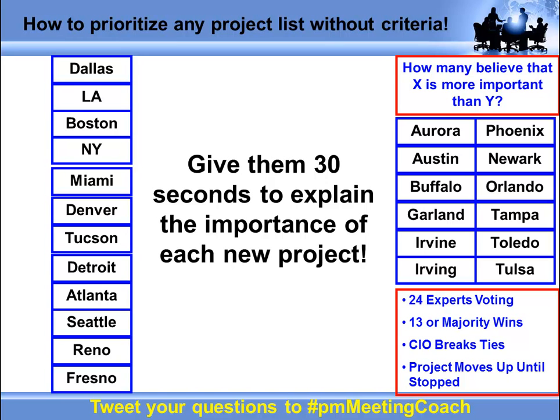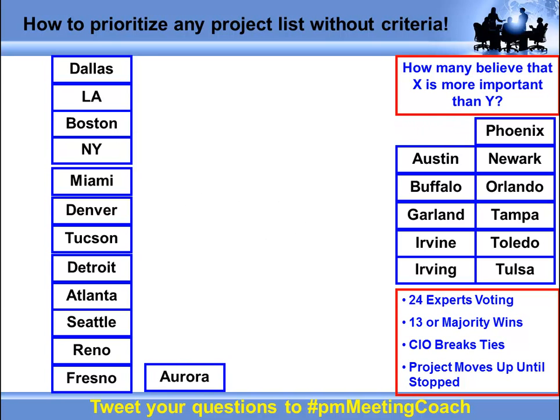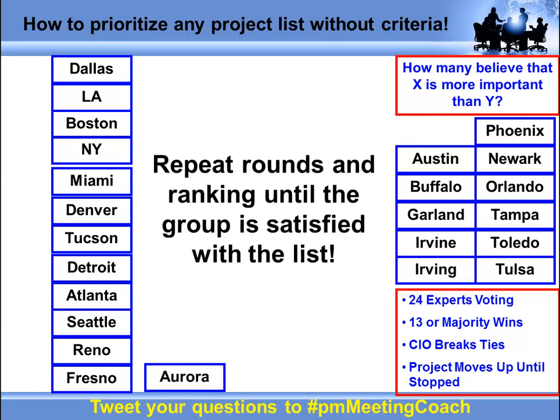I randomly grab one and I start at the bottom of the list because I have no reason to believe that this is more important than any of the projects we just went through. Because if it were, they probably would have submitted it to me in the first round. So I grab Aurora and I ask the question, how many believe that Aurora is more important than Fresno? Okay, and we just keep repeating. Now, I repeat the number of rounds until the group is satisfied with the list.